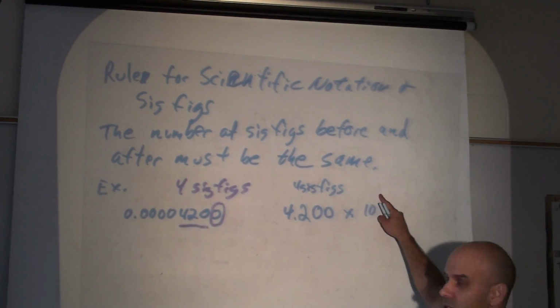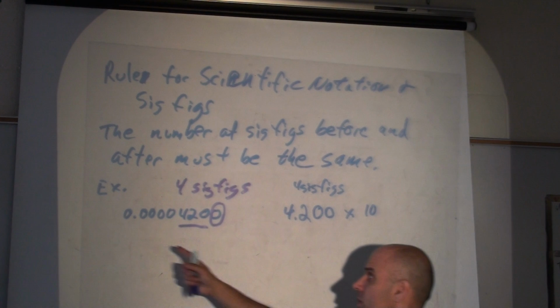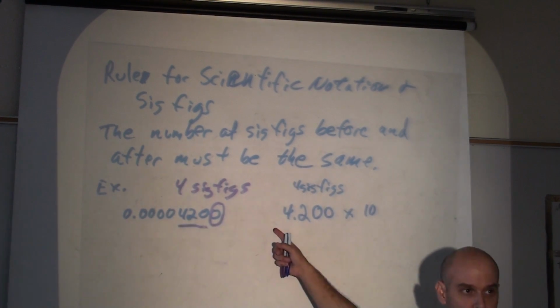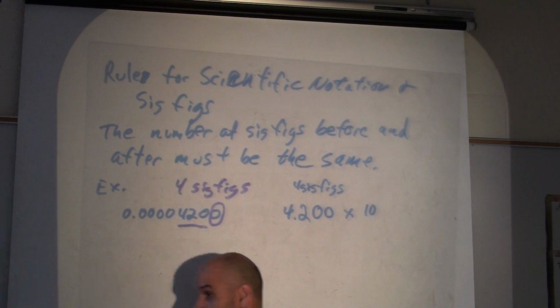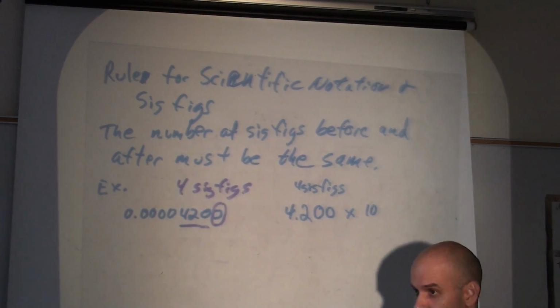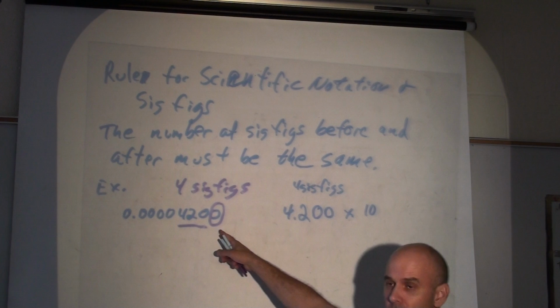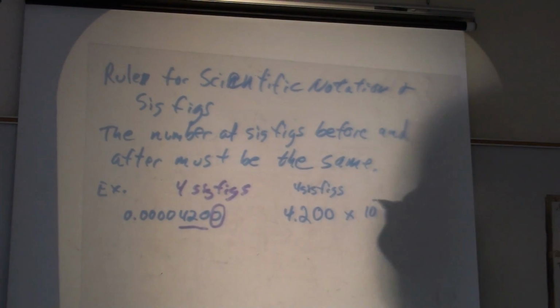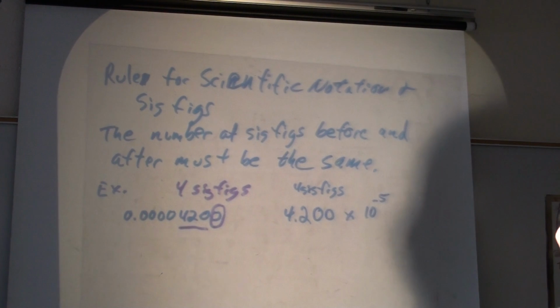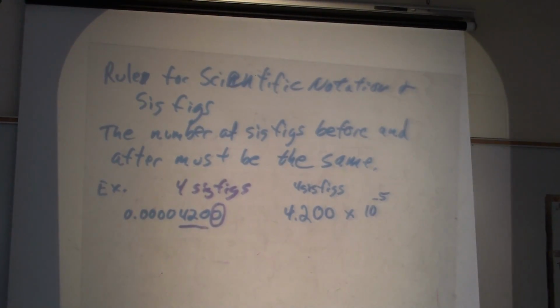When I shift to the right, my exponent gets smaller. When you shift to the right, your exponent gets smaller. If you shift to the left, your exponent gets bigger. Shift to the right, the exponent gets smaller, and -5 is smaller than 0. So it's 4.2 times 10 to the -5.